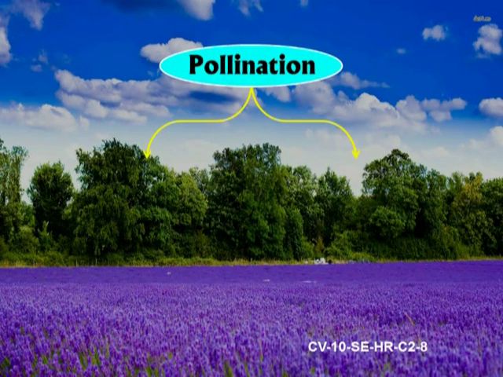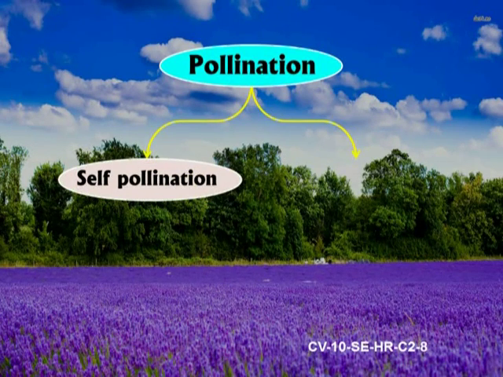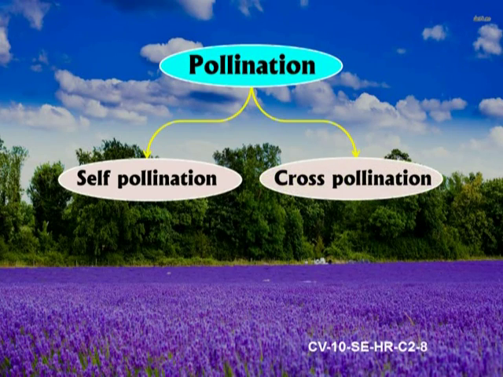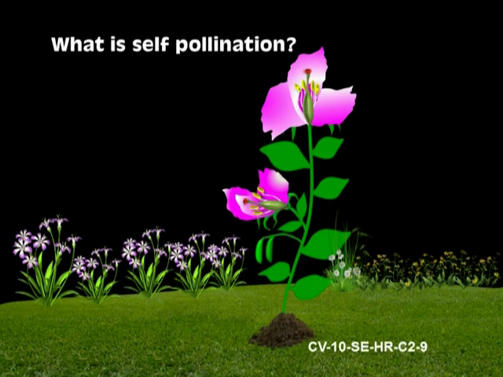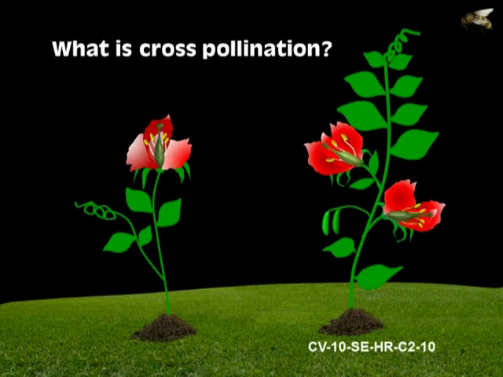Pollination occurs in two ways. One is self-pollination and the other is cross-pollination. What is self-pollination? It is the transfer of pollen grains from the anther of the stamen of a flower to the stigma of the pistil of the same flower or a different flower in the same plant. So what is cross-pollination? It is the transfer of pollen grains from the anther of the stamen of a flower of one plant to the stigma of a flower of another similar plant.